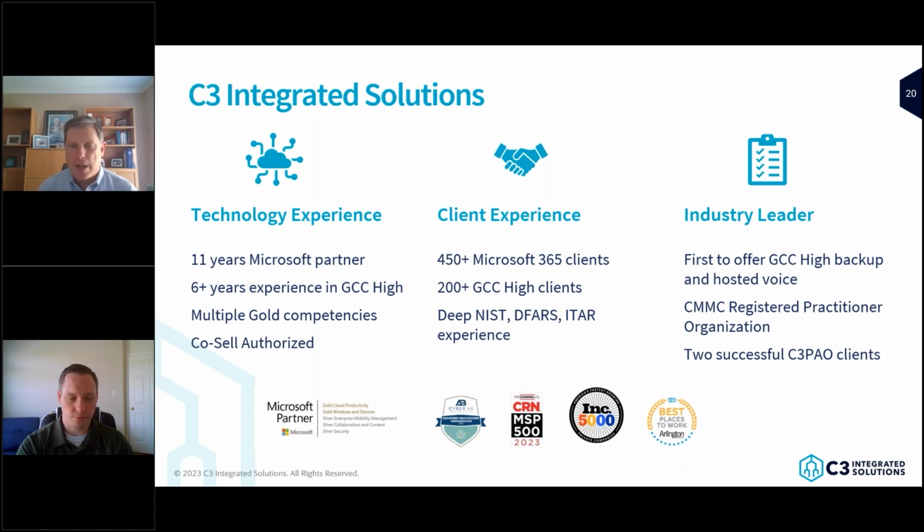And as Scott started to touch on, not all clouds are the same. There's different versions, different options. They evolve at different paces as well. Different features roll out at different times for all of them, so there's not always parity there. We do have over 450 clients in Microsoft 365. Almost half of those are in GCC High itself.